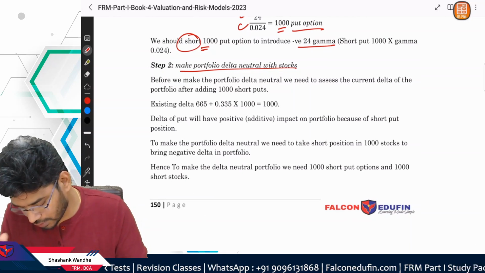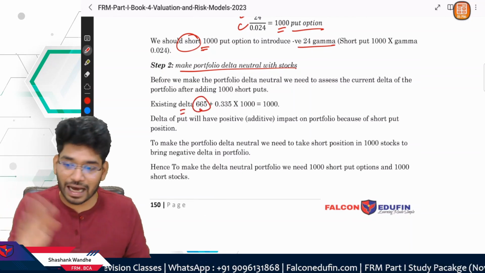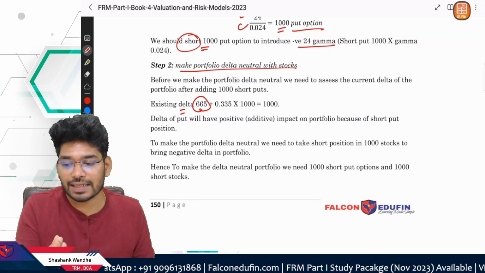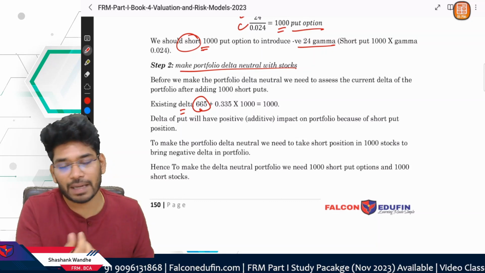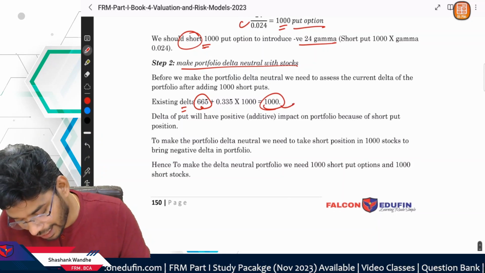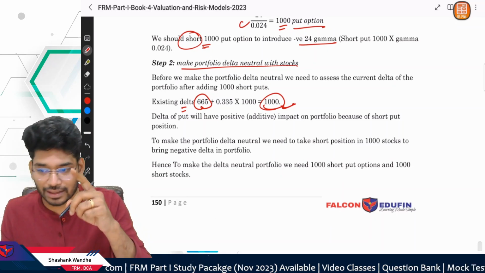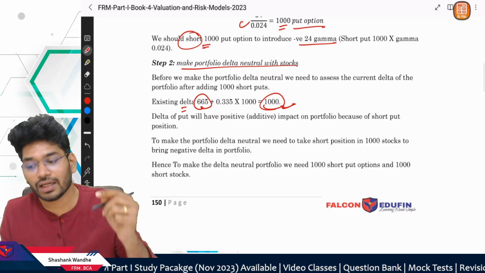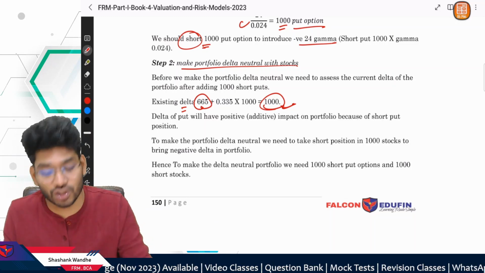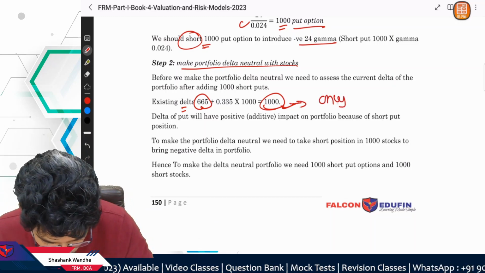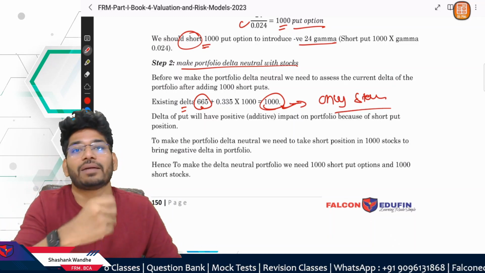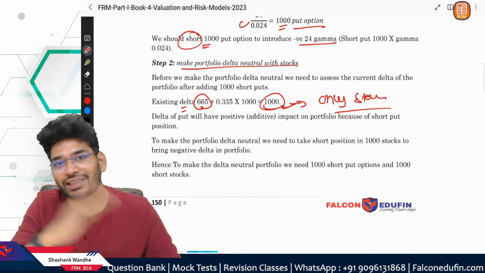Now see what happened. The existing delta was this, and now we will have the positive delta from the short put position, which is 0.335 multiplied by 1000, and now you have your new delta. Once you have this gamma neutral portfolio, the only thing you can do is make this portfolio delta neutral with stock. You can use only stock. Why? If you use an option, that option will bring some gamma with itself, right? And that will keep going on.